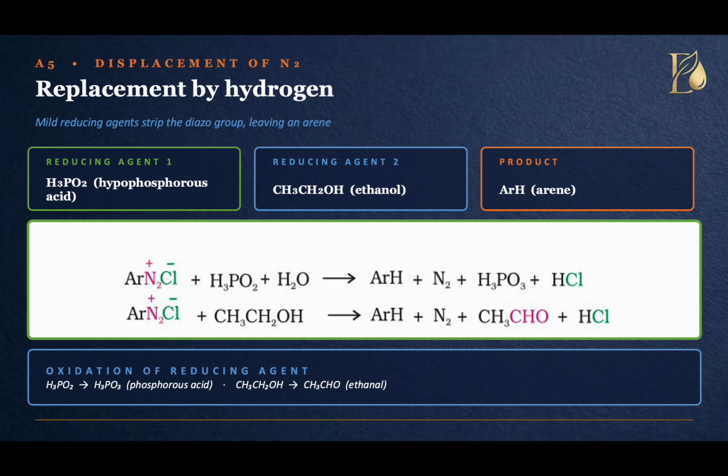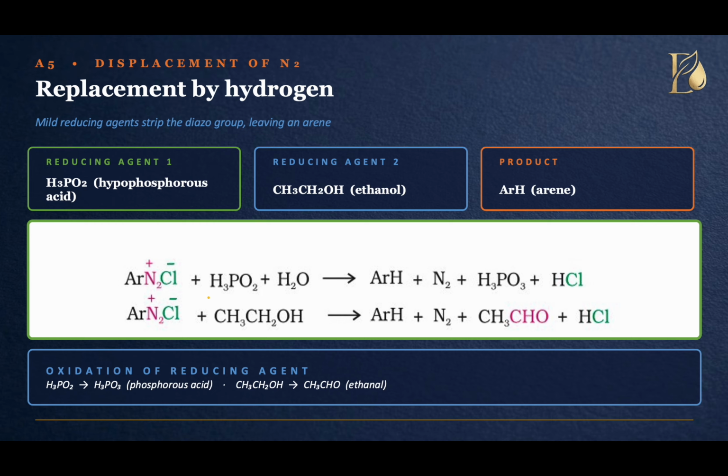So now we have discussed introduction of chlorine, bromine, iodine, fluorine, this type of compounds. Here we are going to discuss conversion of the diazonium salts into benzene ring or some simple aromatic compounds. And here what we are doing is replacing the diazonium group by hydrogen. This we can do by mild reducing agents such as hypophosphorus acid or ethanol.